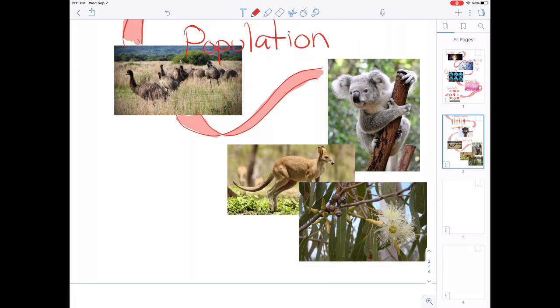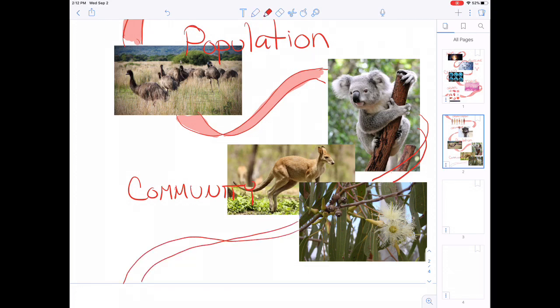So let's label our next one community. And we're going to keep our ribbon flowing through this community. I'll make it look like it's wrapping around and out down to my next page. Yours can be completely different. I don't expect yours to look like mine. All right, we've got our community.